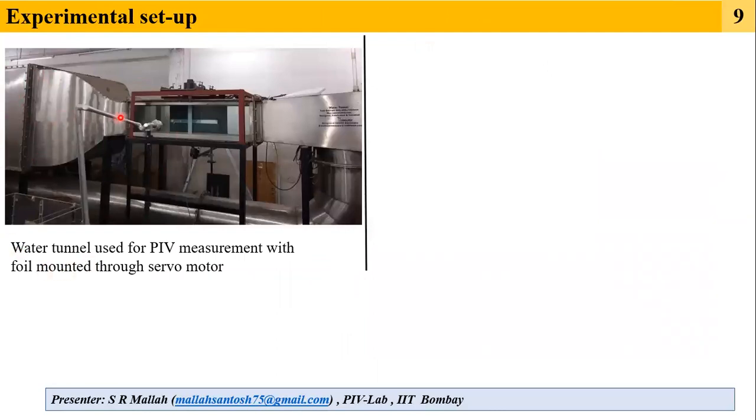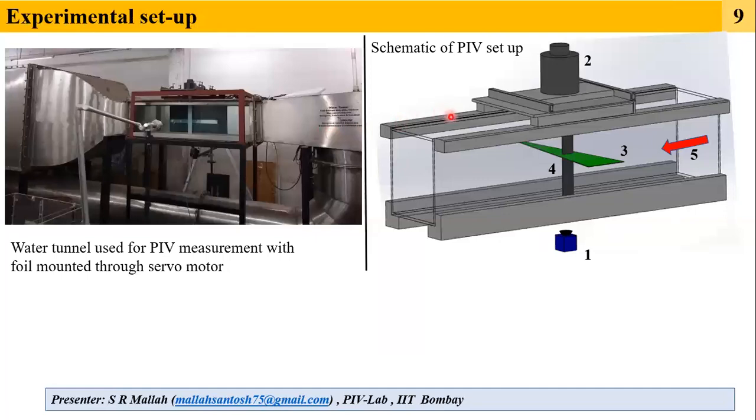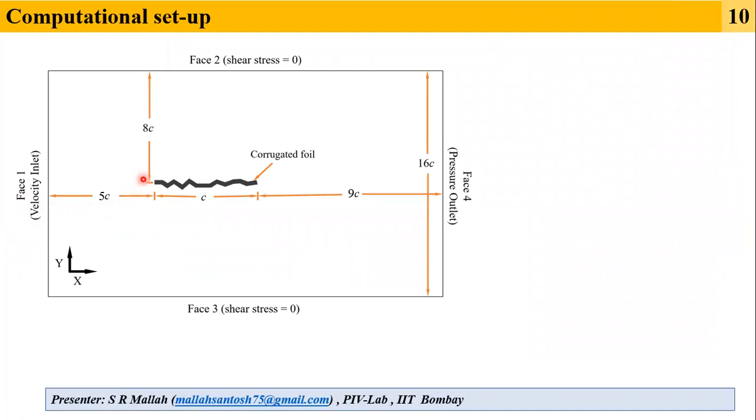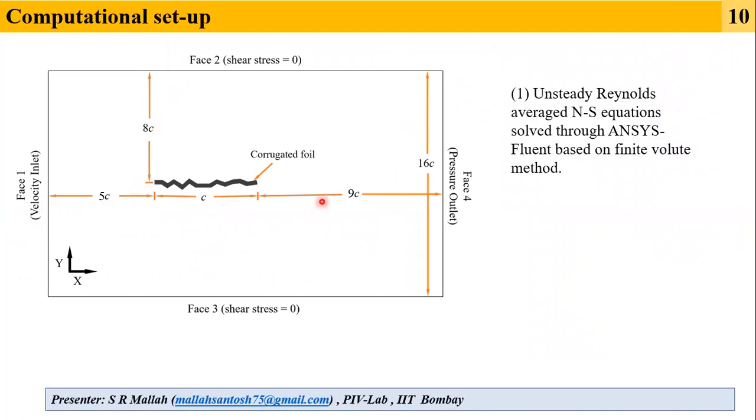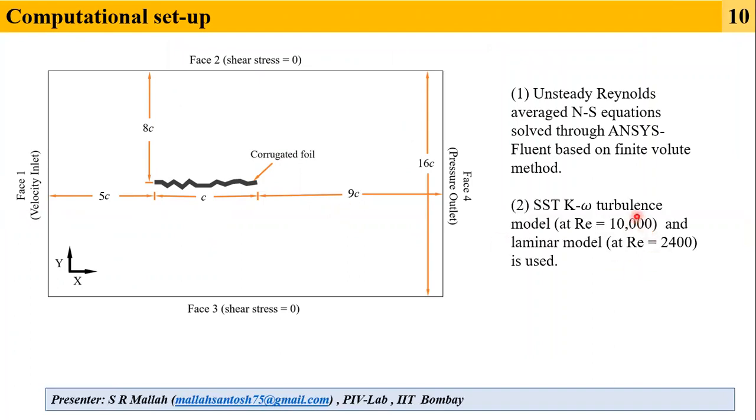The experimental setup consists of a water tunnel. This is the water tunnel which has been used in the PIV measurement. The schematic of the PIV setup is as follows, where this is the green laser sheet, and this is the camera. At the top, we have a servo motor in order to pitch the foil. This motor in turn is controlled by the controller. The computational domain is as shown, where we have used ANSYS Fluent-based simulation, and turbulence and laminar models have been used at the respective Reynolds numbers. For pressure velocity coupling, we have used the PISO algorithm.